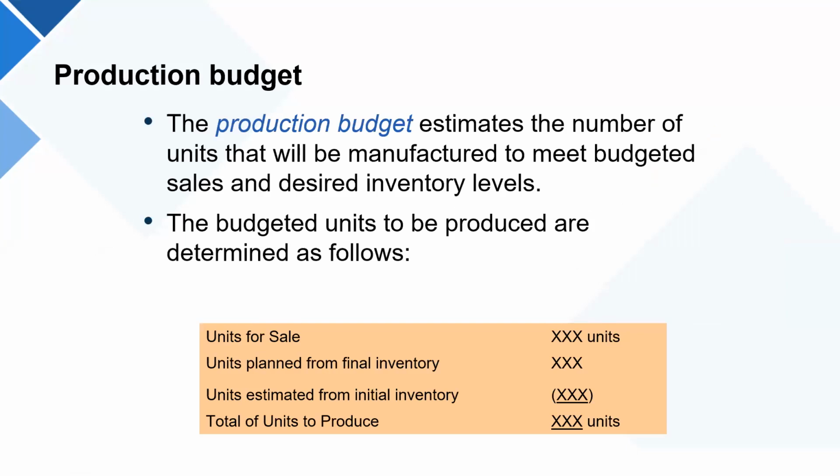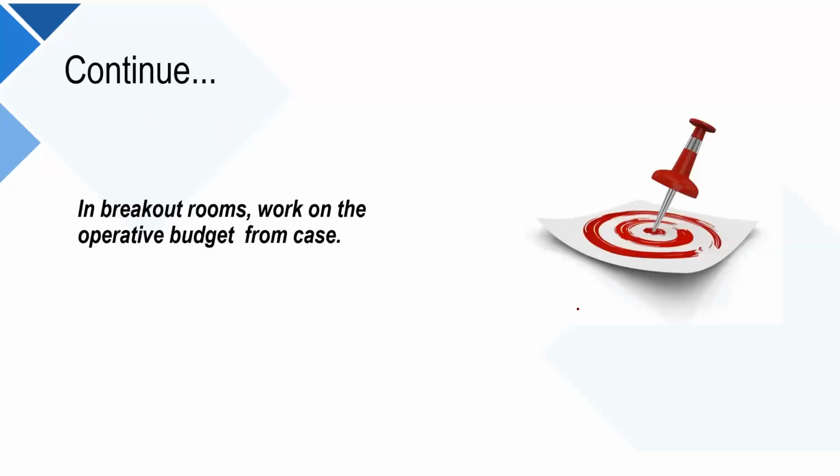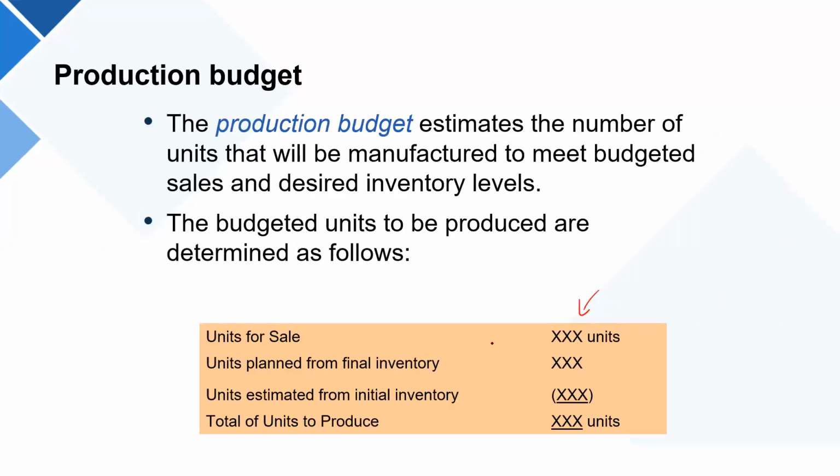How is that determined? Well, you start with the units for sales, that is the volume of sales that you got from the sales budget. Then you take the units planned for final inventory inside the table. You add these two up, and those are the units you need for that period. That is the units you need to be sold and the units you need to have on your final inventory.